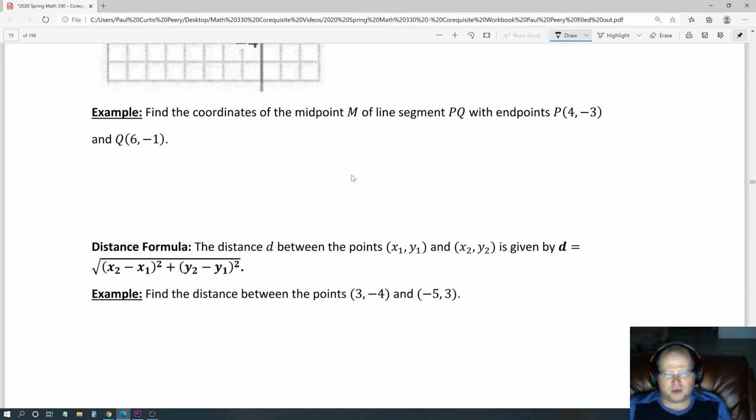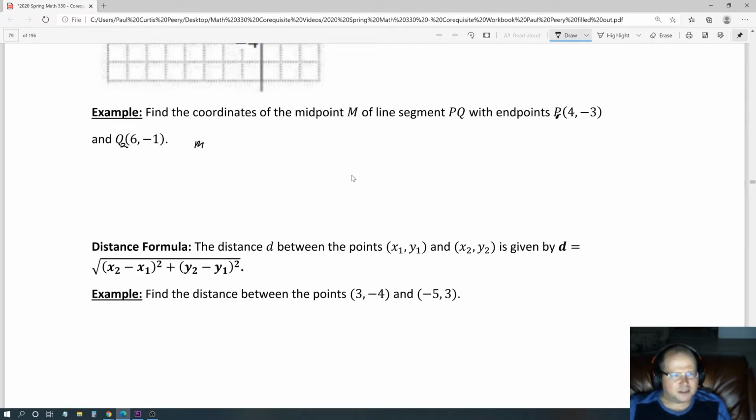So that's it. Okay, so let's say we want to find the coordinates of the midpoint M of the line segment PQ with endpoints P equal to 4, -3, and Q equal to 6, -1. Again, I'm going to label this one as point 1, and this one over here as point 2. It doesn't matter. You can flip the points and you still get the same average. Two numbers added together, whether you add 4 to 6 or 6 to 4, you're going to get the same answer. So don't be concerned about labeling one as point 1 or the other one as point 2.